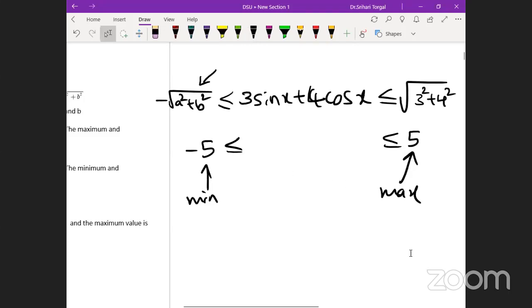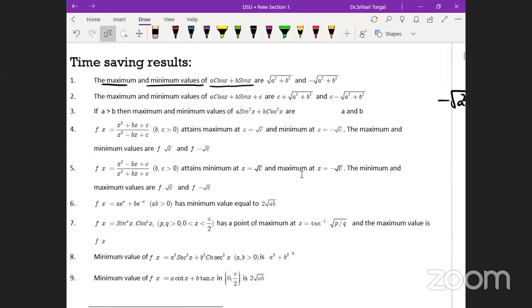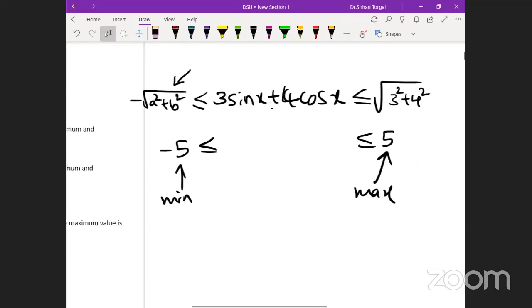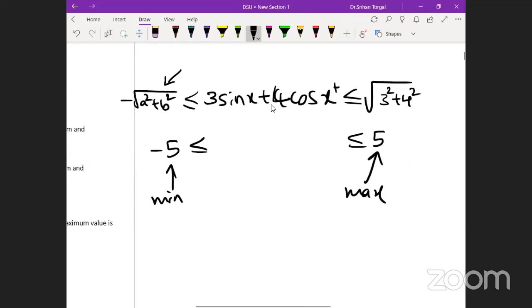Okay, right. Now, maximum and minimum values of a cos x plus b sin x plus c. Is there any constant with this? Let me take any value like 1. 3 sin x plus 4 cos x plus 1. You just add 1 to all the sides. Plus 1, plus 1. Then the maximum value will be 6, and the minimum will be minus 4. If you have any constant, then you just add that number on each side. So you will get the maximum and minimum value of the corresponding function.